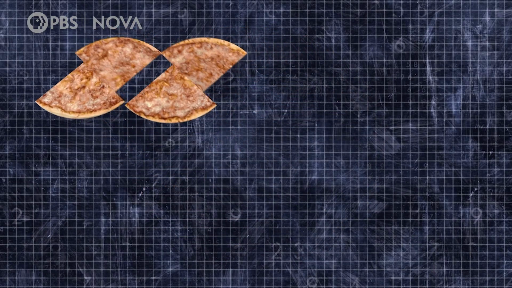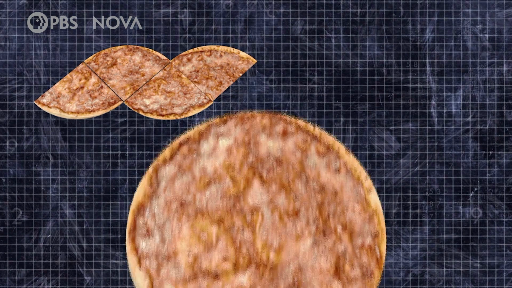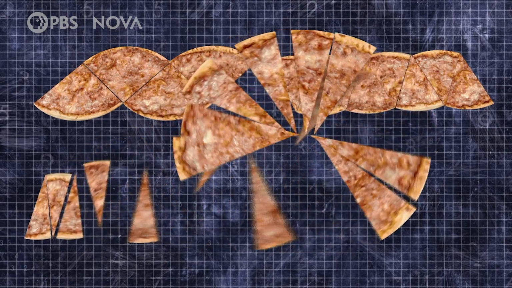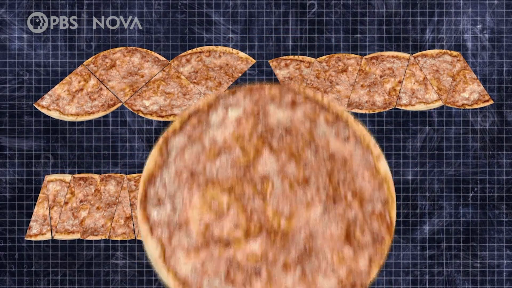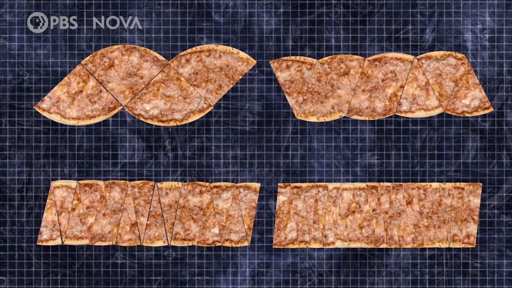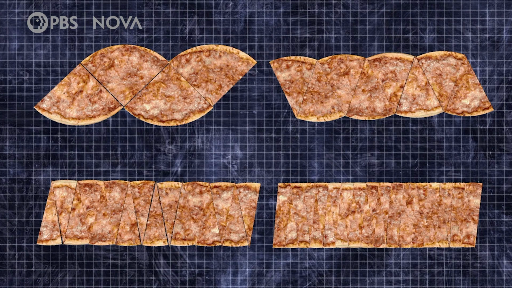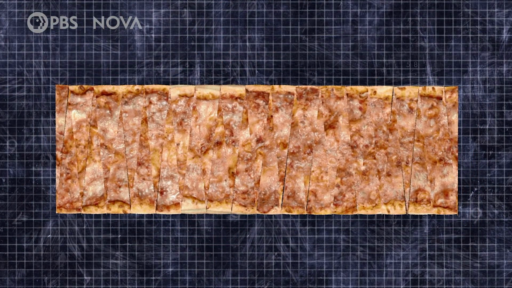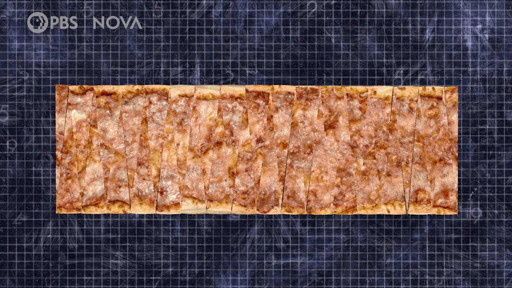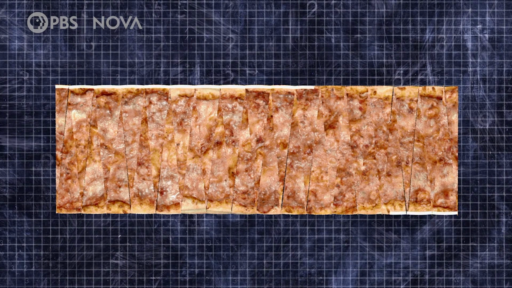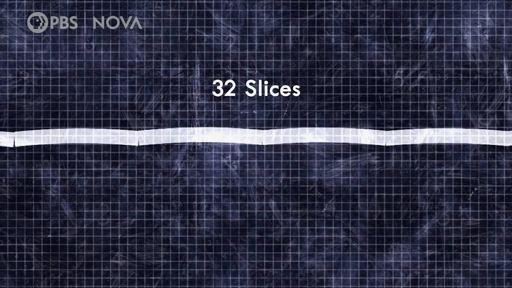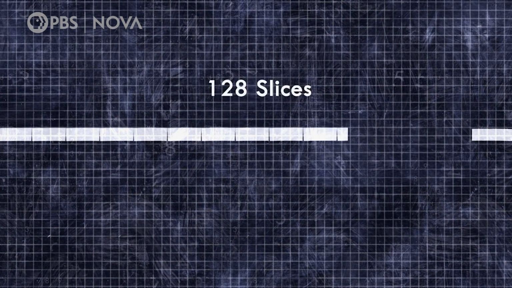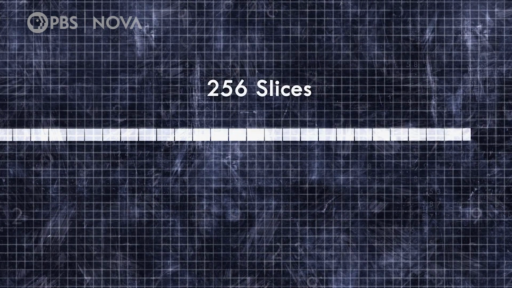From 4 slices to 8 slices to 16 slices and even 32 slices, there's a clear progression towards a rectangle. With 1 piece out of 32 cut in half to create vertical sides, the rectangle is almost complete, except for the wavy top and bottom. But as the number of slices increases, the straighter and straighter those edges would become.